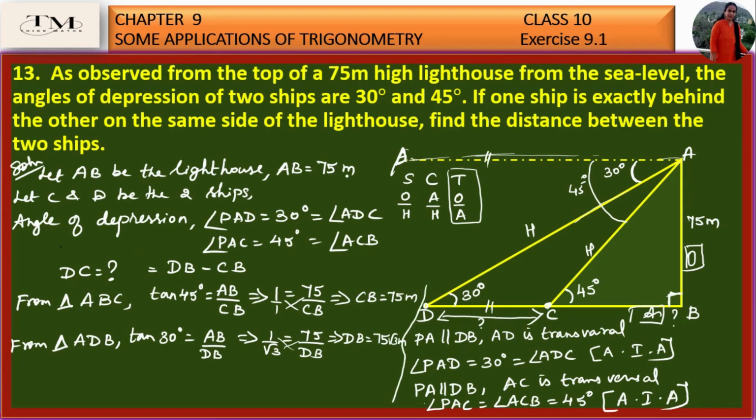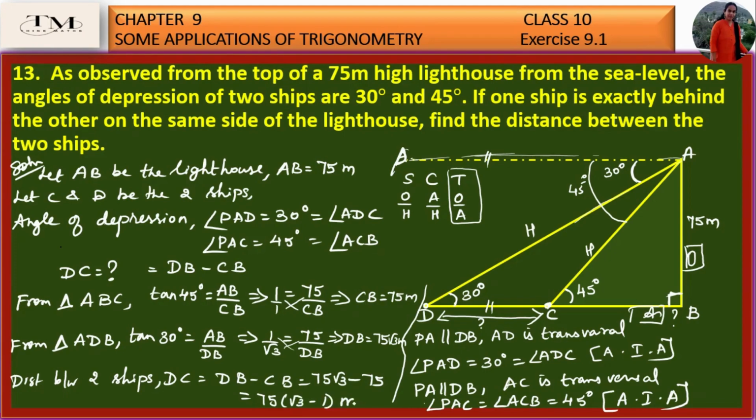Okay children, now what do we need to find? Distance between the two ships. Distance between the two ships is DC. So DC is equal to DB minus CB. What is DB? It is 75 root 3 minus CB, which is 75. So take 75 outside. It will be root 3 minus 1 meter. So the distance between the two ships is 75 into root 3 minus 1 meter.